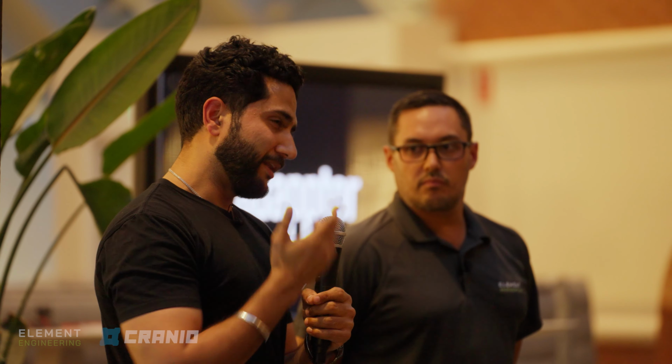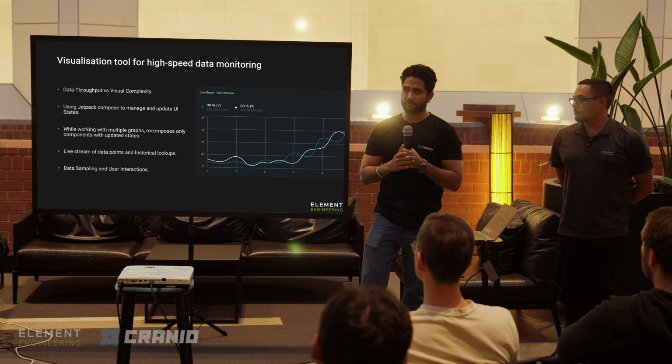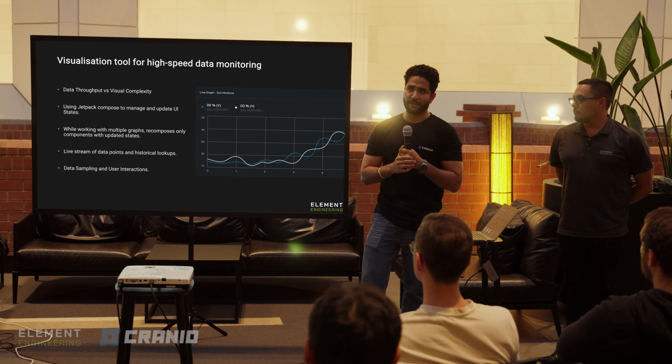That's where we made good use of Jetpack Compose in Android and of course SwiftUI for iOS. We highly rely on UI states and recomposition of components when certain data points are added to the line chart. Of course, we cannot go for any predefined or pre-built library that's available because most of those libraries would not cater to our use cases and the capabilities that we've got with Cranio.